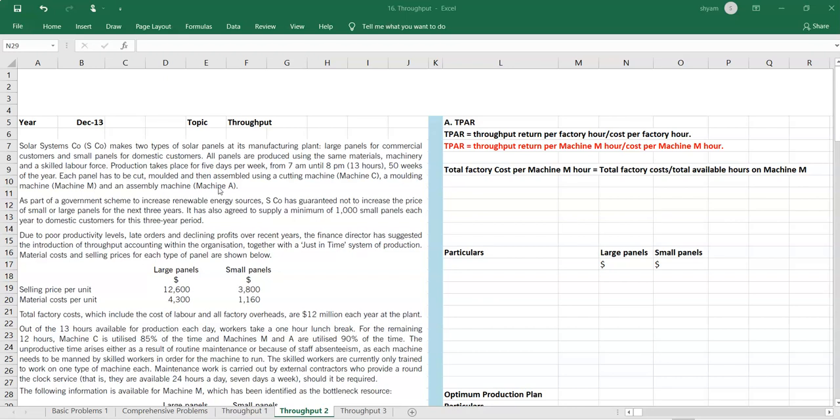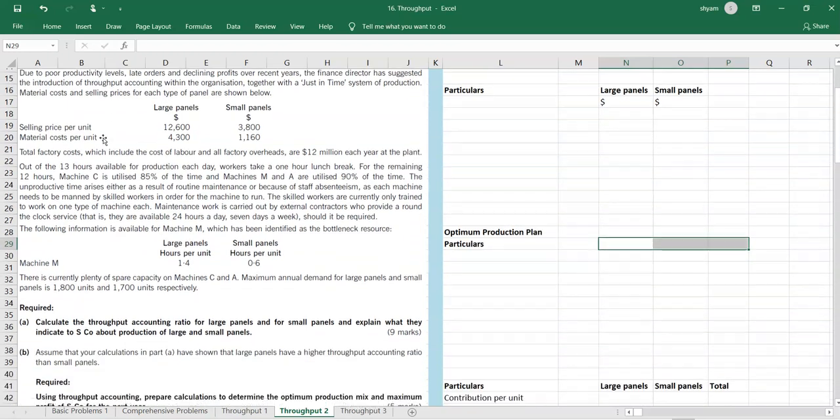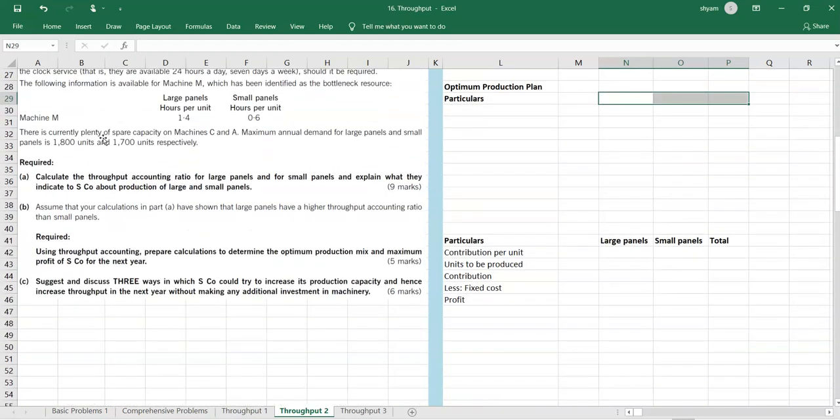So we'll start from this problem. Again, this problem is about throughput. This question was asked in the December 2013 exam in ACCA. It looks like a lengthy question, but when we work it out, it's quite small.